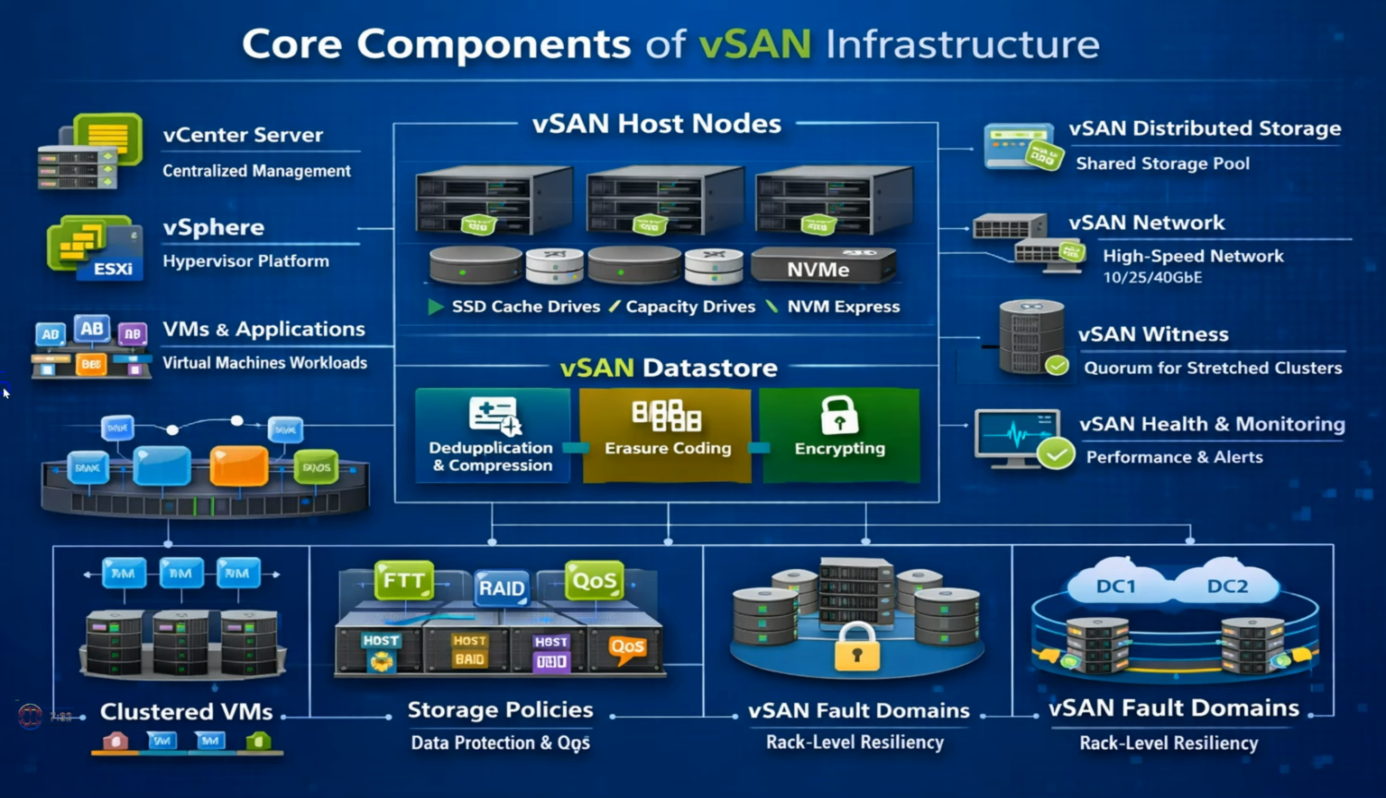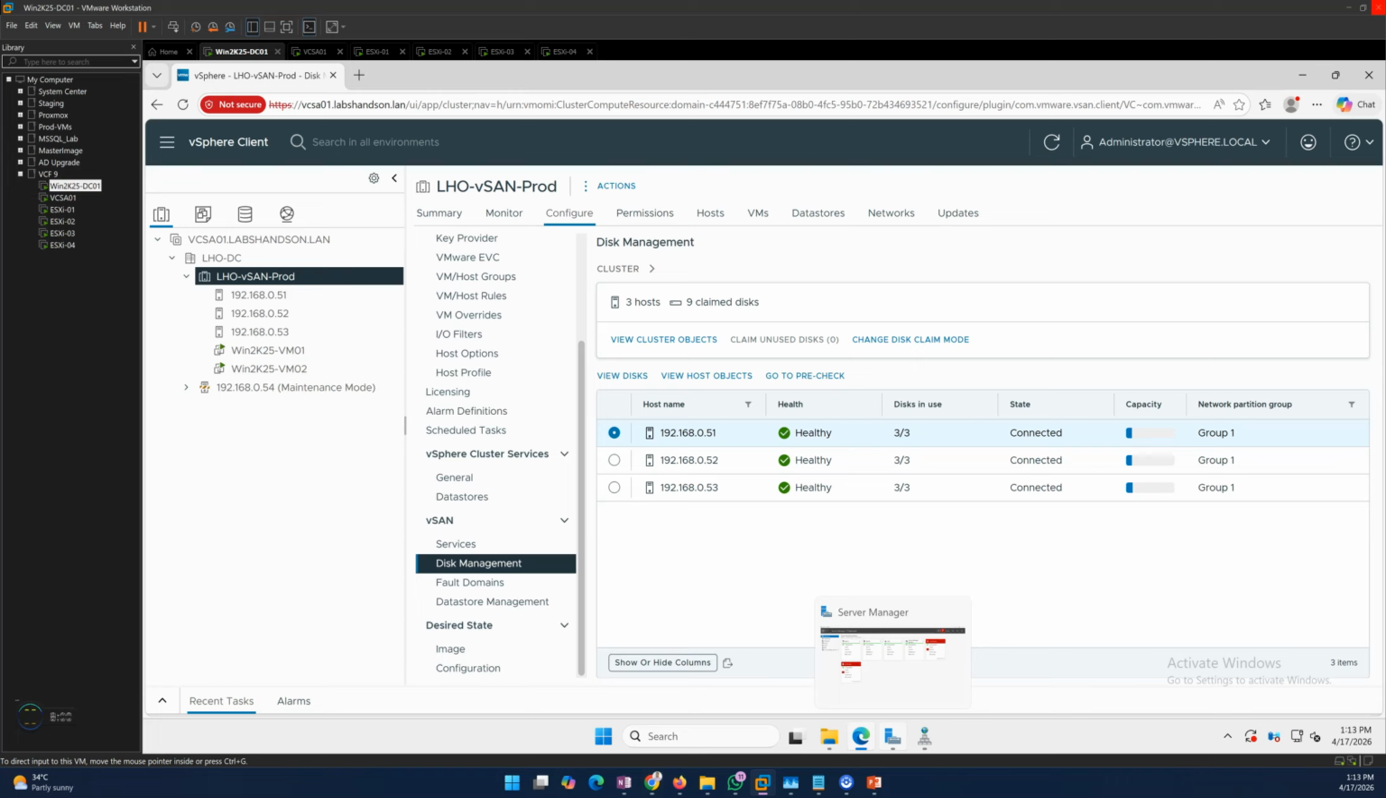And now let's talk about fault domain. Fault domain provides rack level protection. Here you can see fault domain rack level resiliency, which provides, for example, that if an entire rack goes down, your data is still safe, because vSAN ensures the copy exists in a different fault domain. In a stretched cluster, you can even extend the cluster across two data centers like DC1, DC2. I'll show you that also.